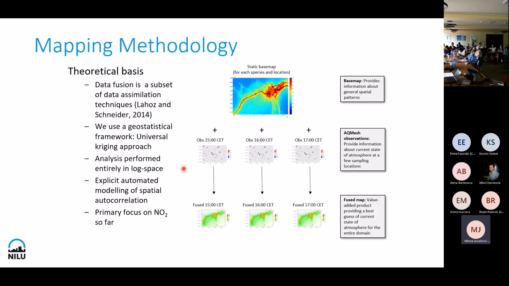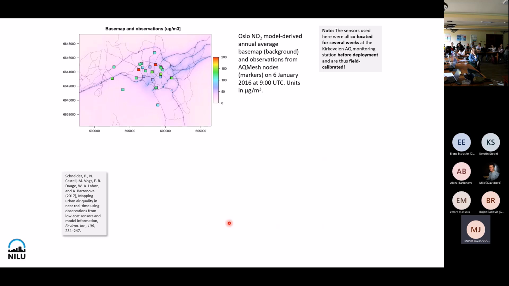In the methodology I show here, which we developed in CitySense already six or seven years ago, we basically combine a static base map with sensor observations for each hour, and create an hourly data fusion map. This is a bit outdated now. We do it a bit differently now, but the principles are still quite similar.